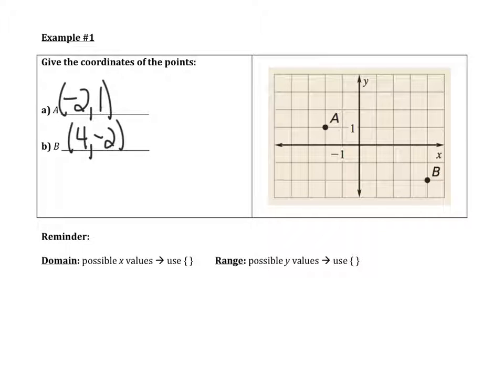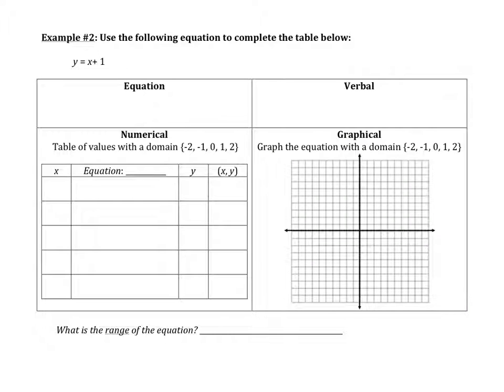Now this next part is just a reminder. The domain are your possible x values, and range are your possible y values. And remember, whenever you're listing the numbers for both, you always use the fancy parentheses, which are called braces. So again, domain is x, range is y. And we have to use this in our homework and also in the next couple examples. So remember, domain x, range y. Let's get to example number 2.